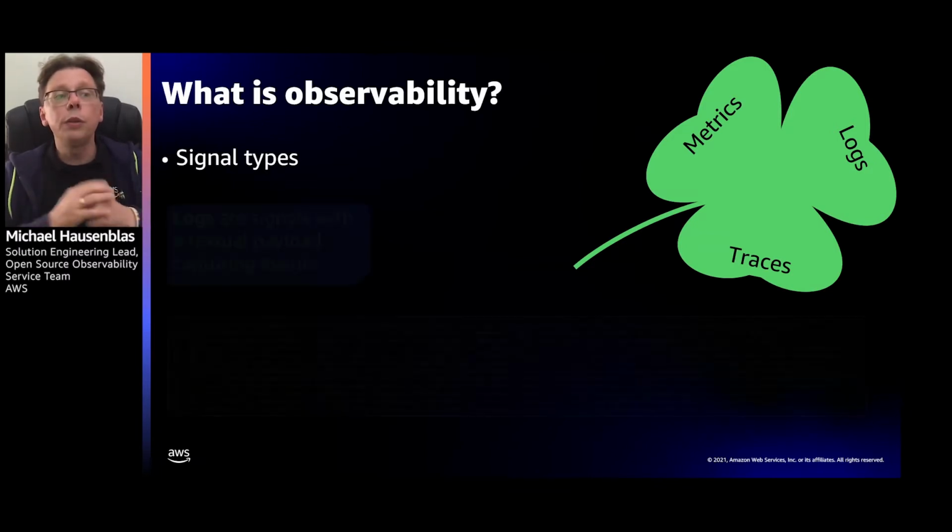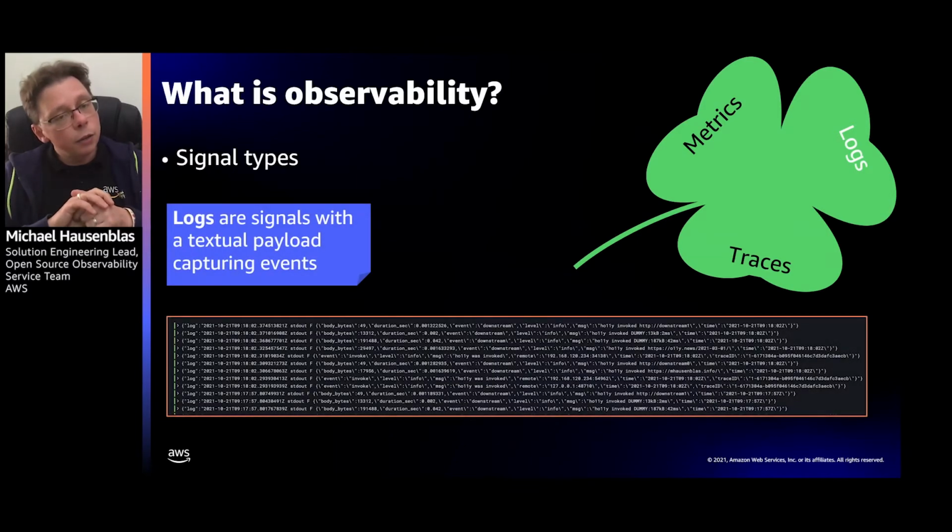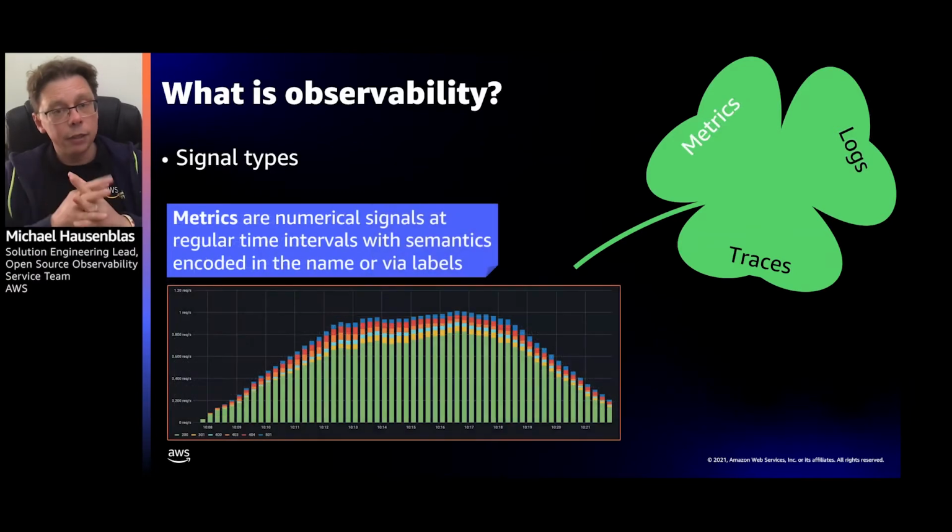Moving on to metrics. Metrics are numerical signals, and they are sampled at regular time intervals and usually have their semantics, their meanings, encoded either in the name or via labels. You usually do things like plot them somewhere in a graph like that, or you alert on those metrics.